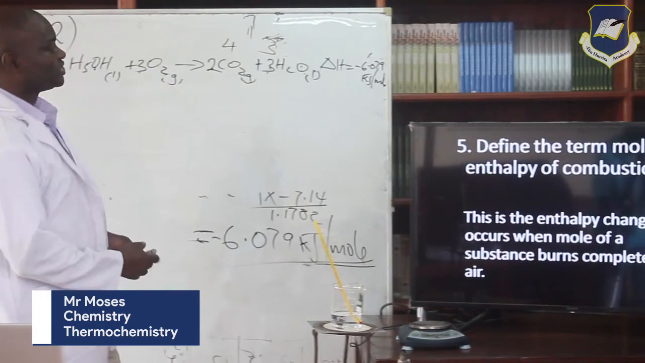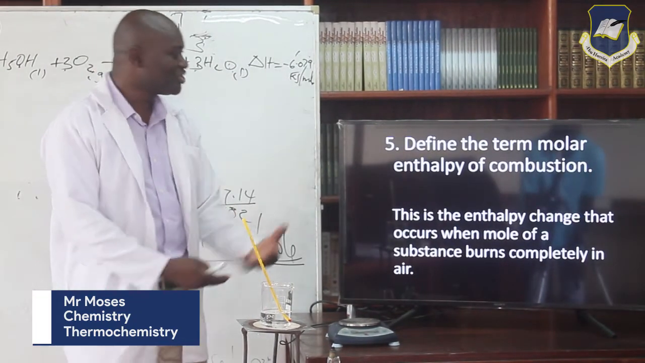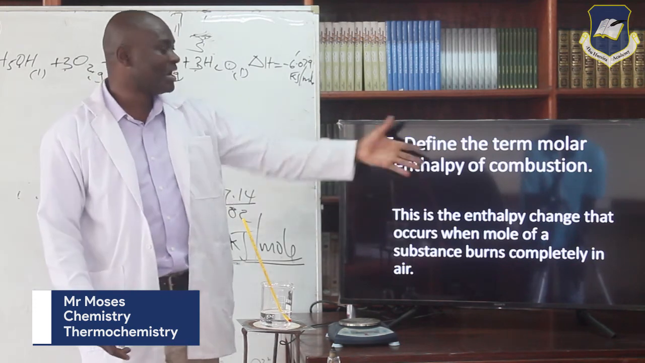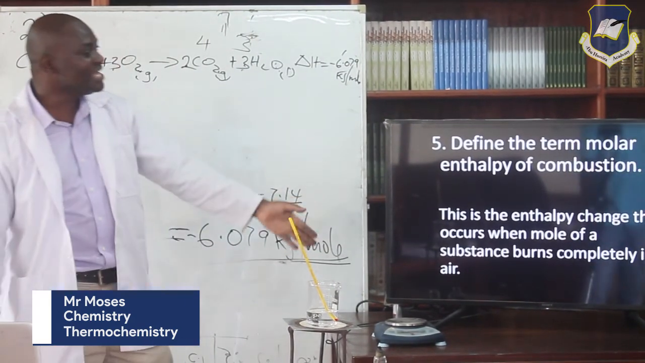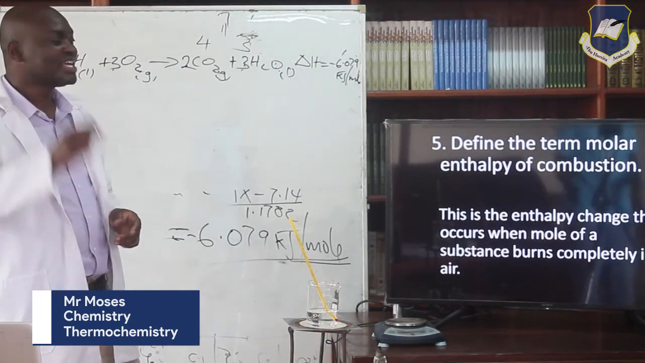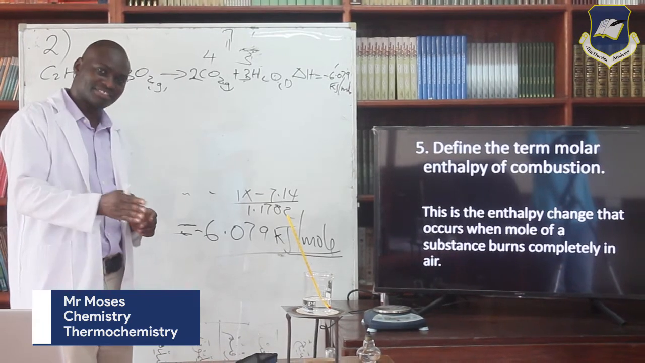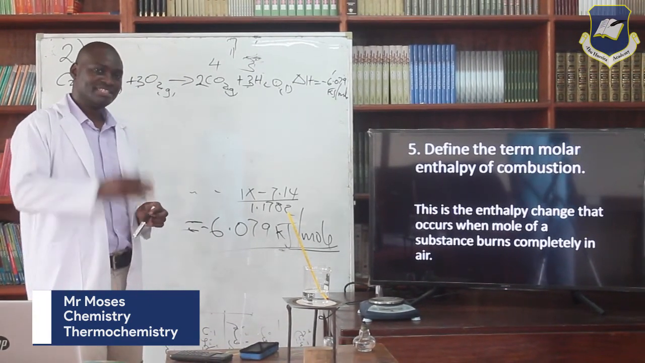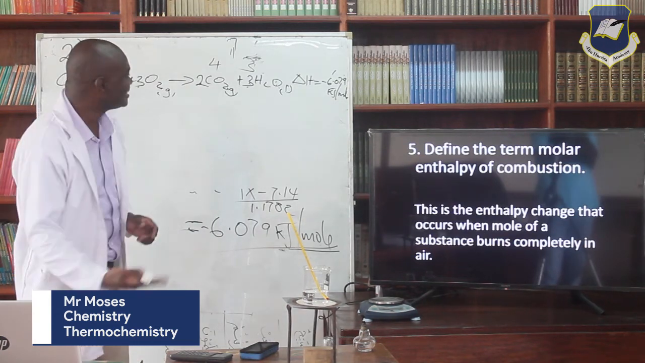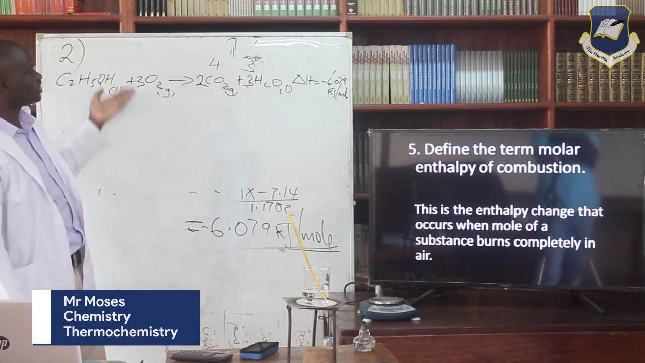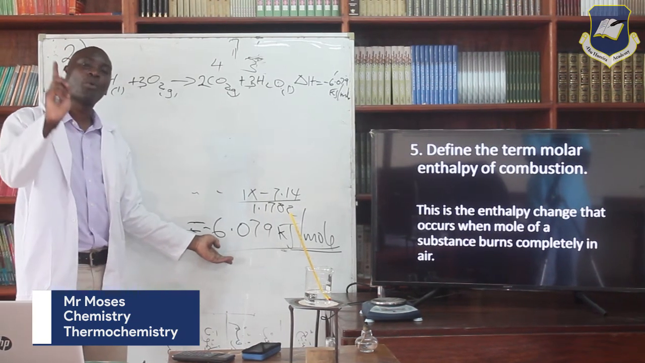And now, to define, our aim was to get the enthalpy of combustion of ethanol. But now, what is this molar enthalpy of combustion of ethanol, which we have calculated here? It is simply the enthalpy change, or the heat change that occurs when 1 mole of a substance burns completely in air. That's what we call the molar enthalpy change. And that's why we had to calculate the heat change for 1 mole.